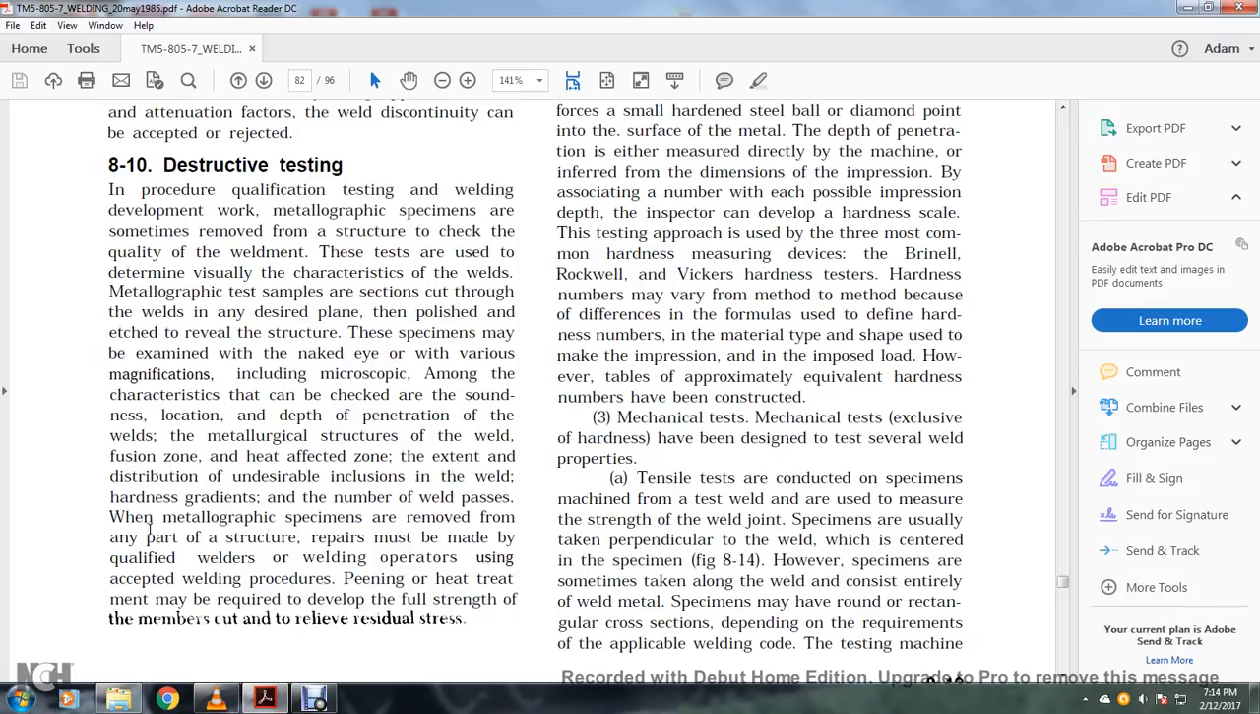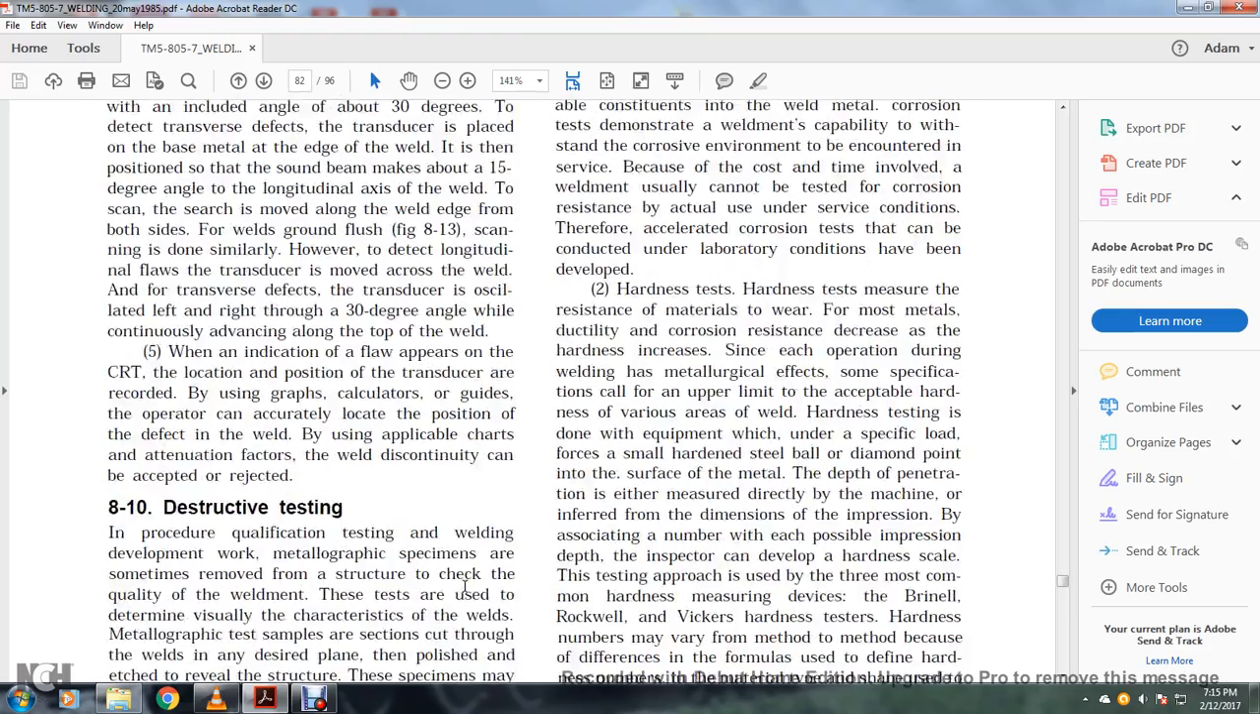Where metallographic specimens are removed, any part of the structure repairs must be made by qualified welders and welding operators using an accepted welding procedure. Preheating and heat treating may be required to develop the full strength of the members cut and to relieve the residual stress.